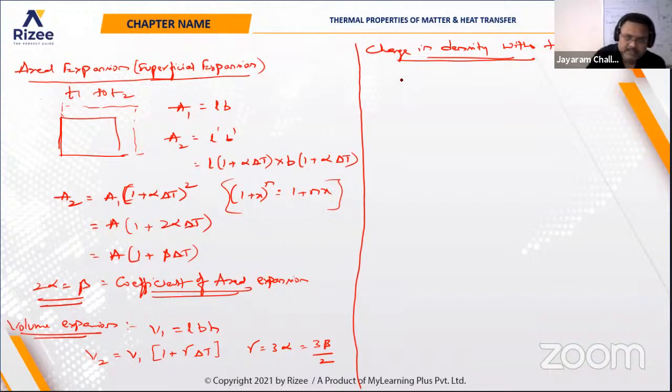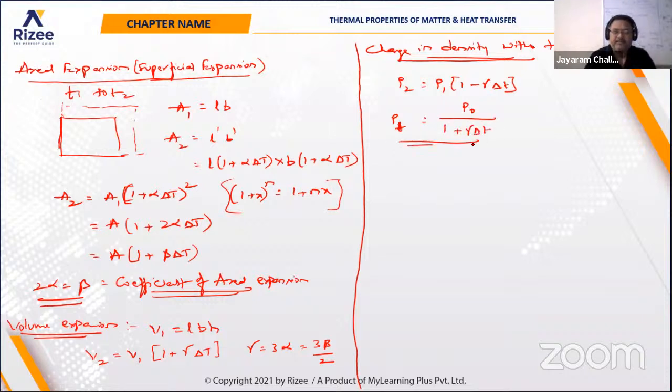You can write this as density rho 2 is equal to rho 1 into 1 minus gamma into delta T. This comes under the binomial approximation, or the general formula you can take as rho 2, or rho at that particular temperature, is equal to rho at 0 degrees by 1 plus gamma into delta T. So you have got the relationship here.